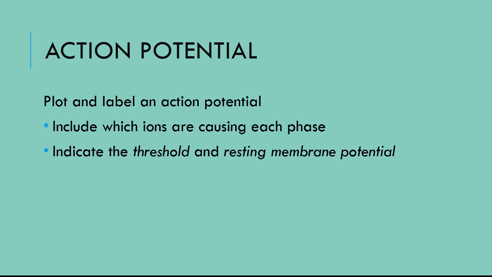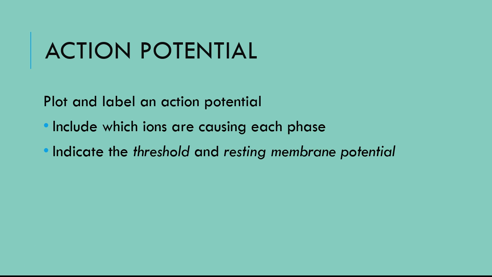So I want you to test yourself. I want you to plot and label an action potential. Although your book uses phase 1, phase 2, I want you to use depolarization, repolarization, hyperpolarization. And then mark the threshold and resting membrane potential, and after labeling the phases, identify which ions are flowing in which direction across the nerve cell membrane. So test yourself for me.